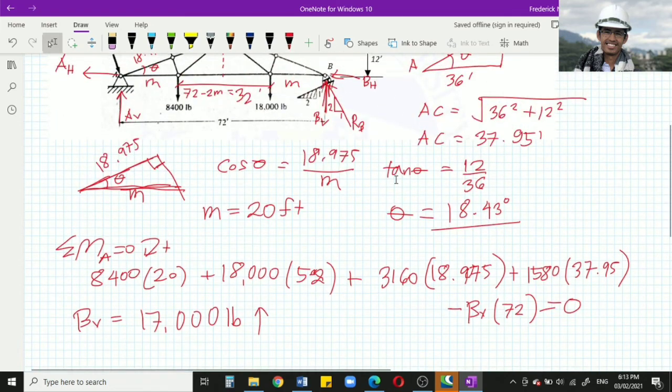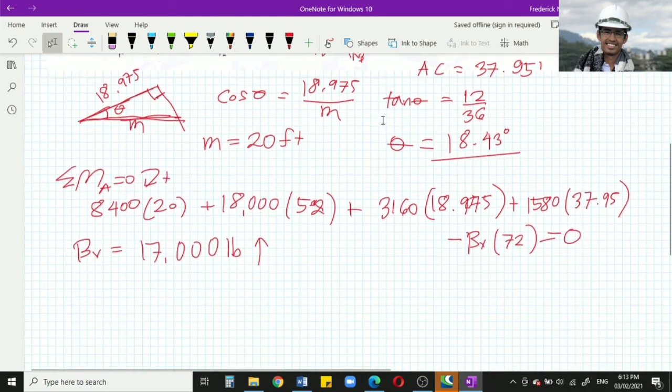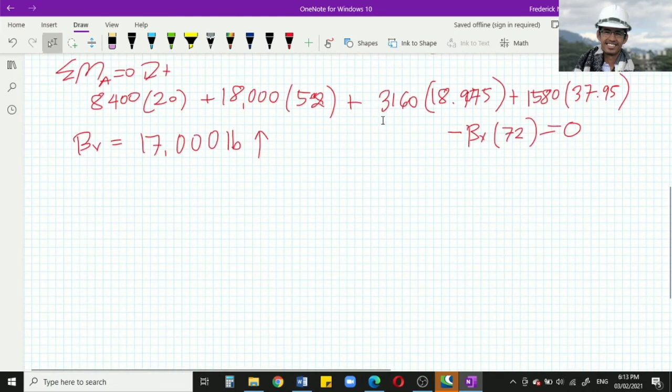So nakuha na natin yung BV natin. So kunin natin yung BH natin. Okay? So yung force ng RB natin is upward, di ba? So upward yung RB natin na may slope siya. This is 1 and this is 2. Ito yung RB natin. And so yung BV natin, nakuha na natin.